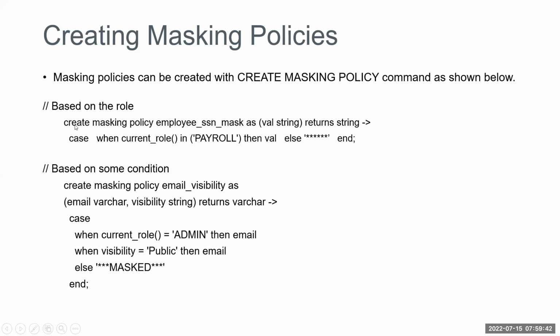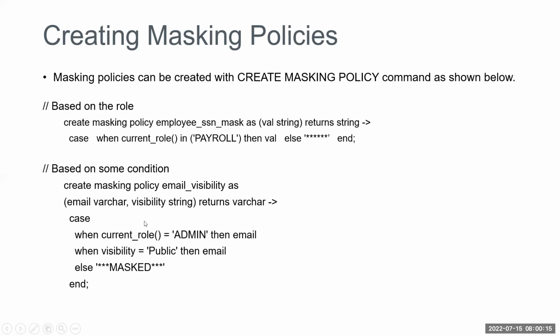It's simple. Create masking policy, policy name, the input arguments. Returns whatever data type we are passing for the input, the same data type we have to mention, then the rightwards arrow symbol, and then whatever conditions in the case. Case when current role in payroll, then the actual value, otherwise the masked value. So this is how 99% of the time we apply dynamic data masking, by using roles only.